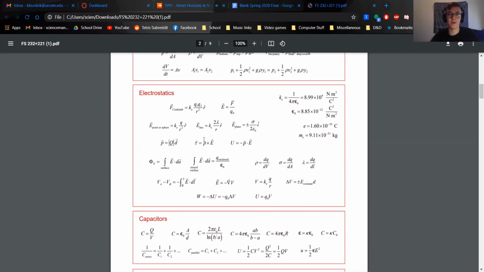So that's fluids. Not a huge portion of the test, but it is a good idea to refresh yourself if you need to, because I guarantee it will be on the test.